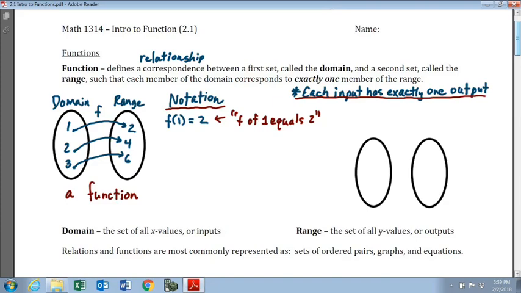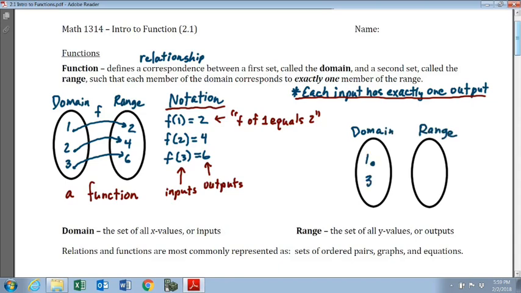So for the function f, that means 1 corresponds to 2. We know that f of 2 is 4, and f of 3 is 6. So the 1, 2, and the 3 here are what we call inputs, and they're part of the domain. And the 2, 4, and 6 here are what we call the outputs, which are part of the range.